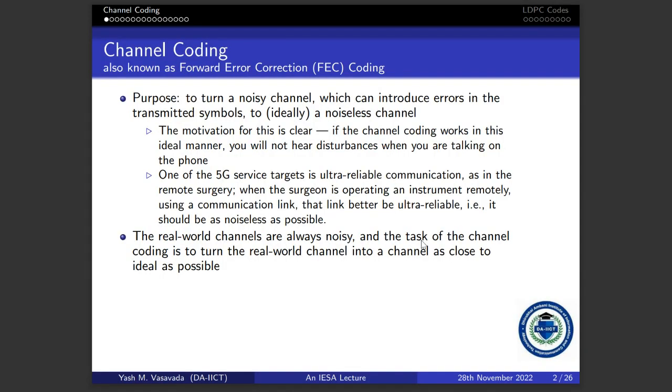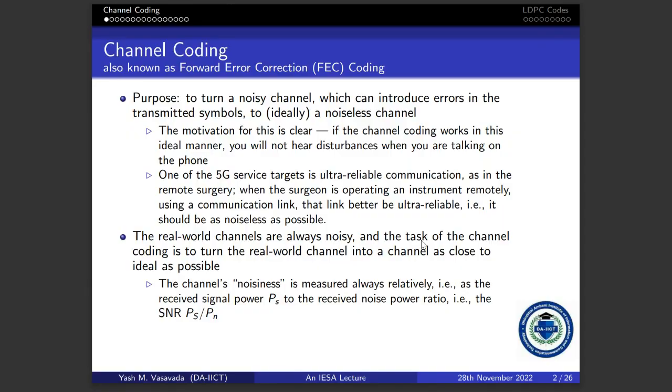And so the goal of channel coding is to turn the real world channels, which are always imperfect, which are always noisy, they have all sorts of impairments, into an ideal channel which appears as if it does not suffer from all of these imperfections. And a lot of the times we will talk about the noisiness of a channel in terms of the signal to noise power ratio, SNR, which is measured at the receiver. Okay, so we will get into it a little later today, hopefully, if I have time to do that.